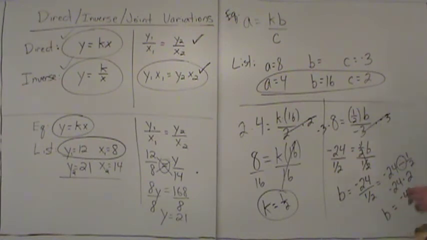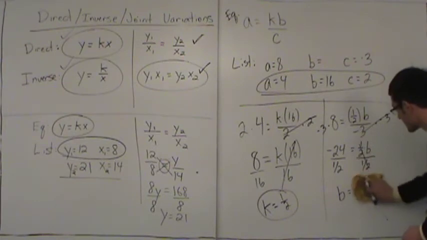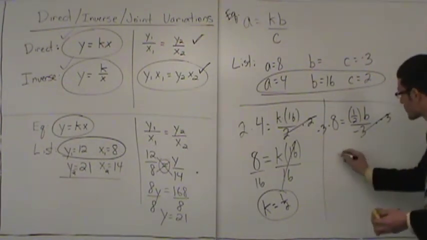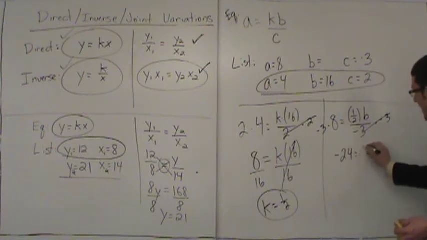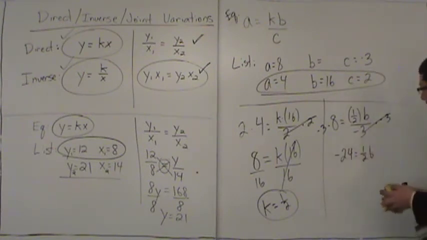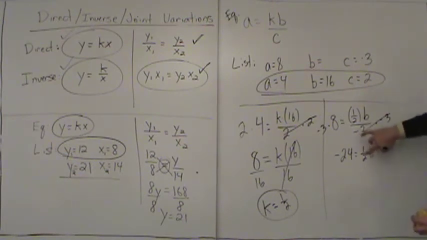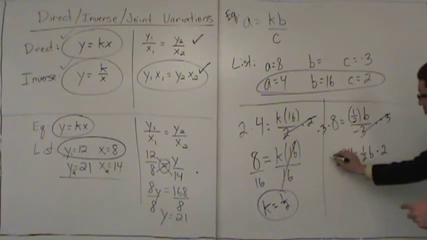Okay, don't do this. Don't divide by a half. There's a faster way to do this. We know our answer is negative 48, but faster is to do this. Watch. You have negative 24 equals 1 half times B. How do we get rid of the 1 half? We multiply by the reciprocal. What's the reciprocal of 1 half? It is 2, or 2 over 1. So multiply by 2.